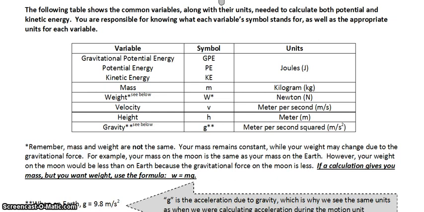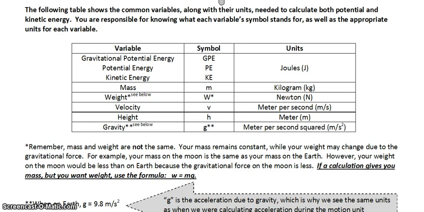We have gravitational potential energy and potential energy, both of which are the exact same thing. We have GPE, PE. If you're reading a practice calculation, they're both referring to the same thing. We also have kinetic energy, abbreviated as KE. All of those are forms of energy, therefore they will all have the same units, which is joules, which we will abbreviate with a J.